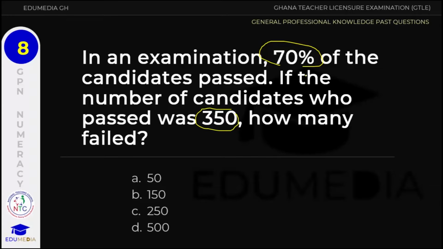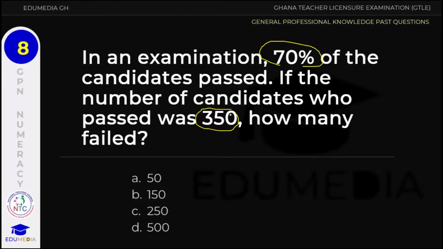One of the ways you can easily do this is to guess a number, take 70% of it, and see if you get 350, and that will give you the total number of candidates that sat for the examination. Currently, we know that out of the number that sat for the examination, 350 passed, and this 350 represents 70%. So when you take any number, strike 70% on it, and get 350, there you know that that's the total number of candidates, and you can proceed from there.